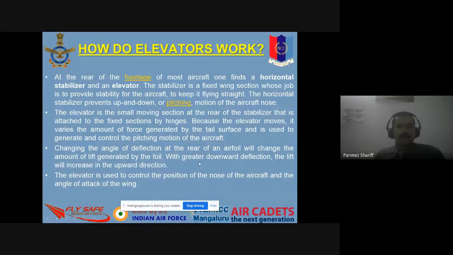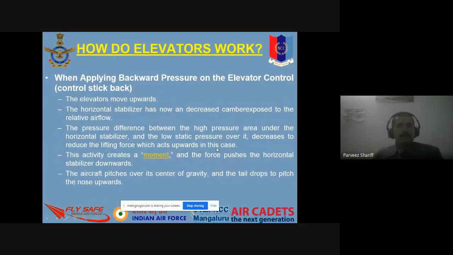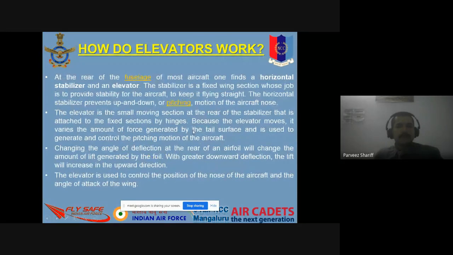So let us come back to the topic which we are discussing. I just deviated from the topic. We are talking about the elevator. Elevators make the aircraft pitch up or pitch down. How much it can pitch up again depends. A pilot should not make a sudden pitch up. If you make a sudden pitch up, it will enter into stalling condition. The angle of attack should be very smooth.